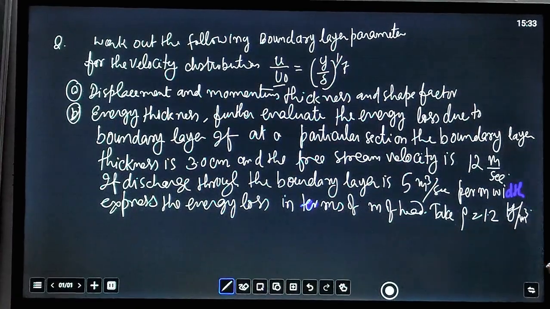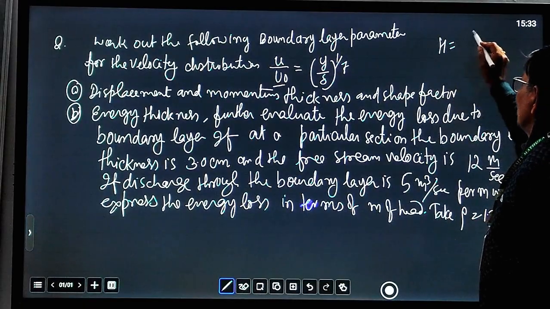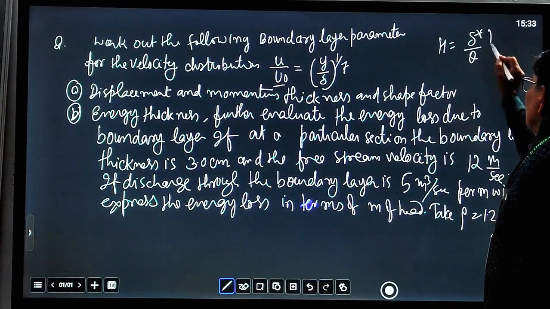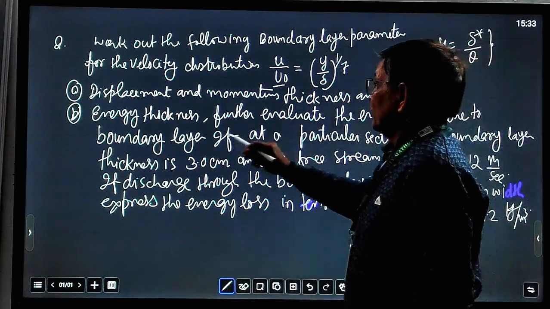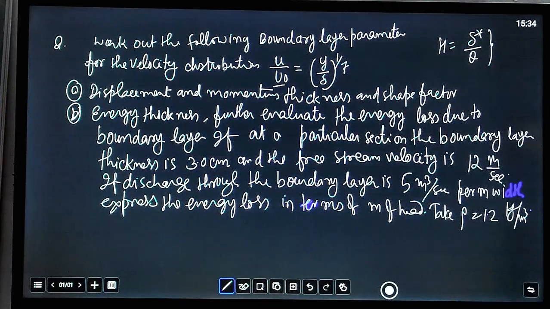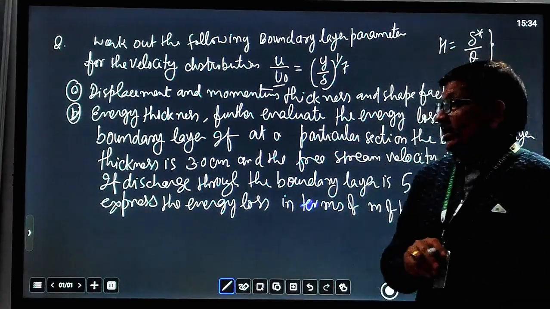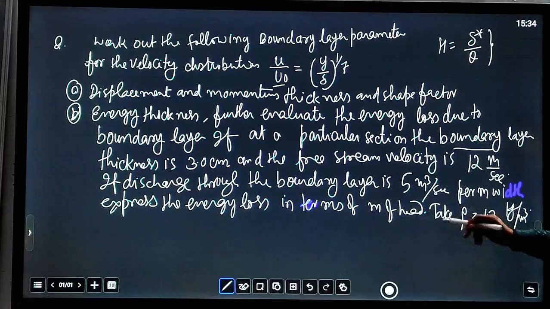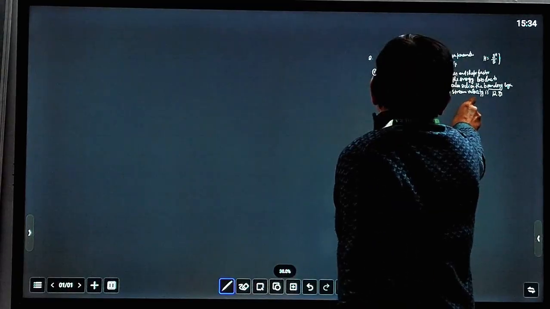So here we have to find the displacement and momentum thickness and the shape factor. This shape factor H equals del star by theta. So we have to define shape factor, H means shape factor. This is a dimensionless number. And second, the energy thickness, and further evaluate the energy loss due to boundary layer. At a particular section, the boundary layer thickness is 3 centimeter, the free stream velocity is given as 12 meter per second, and the fluid discharge rate is 5 meter cube per second per meter width of the plate. This is the question, and we have to solve this question. Now minimize it for reference purpose.